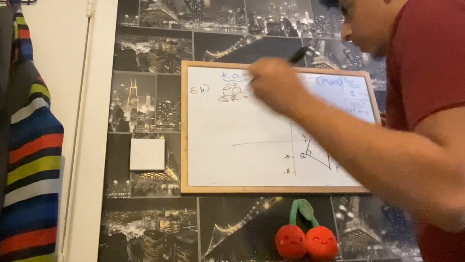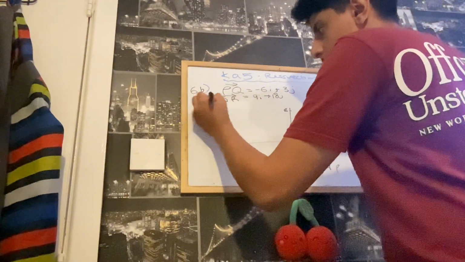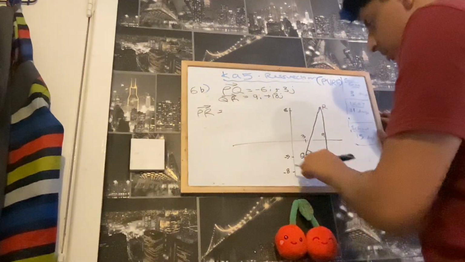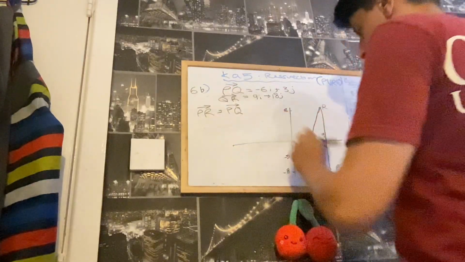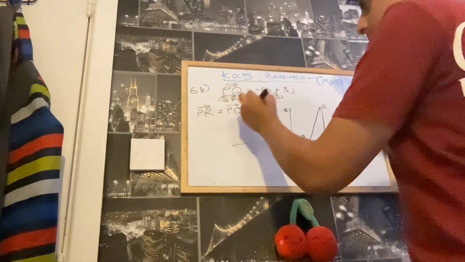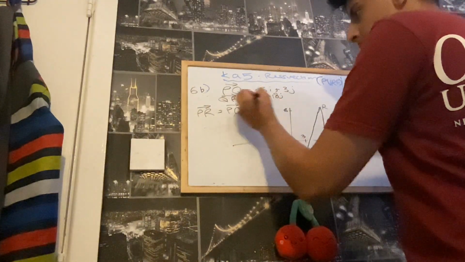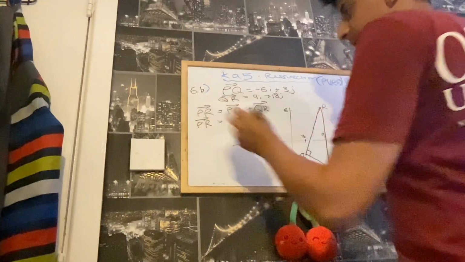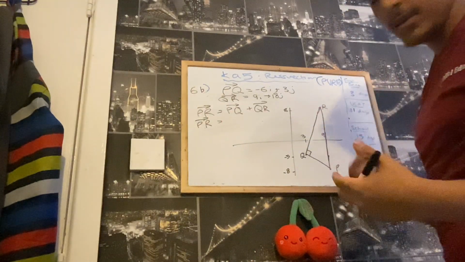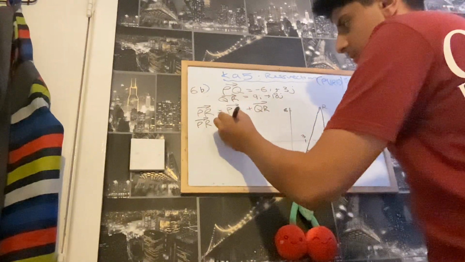To find out what P to R is, we need to go from P to Q, and then Q to R, which we got over here. I'm going to write it in fractions just to make it a little easier to see. It's not really called fractions, but I call it that.